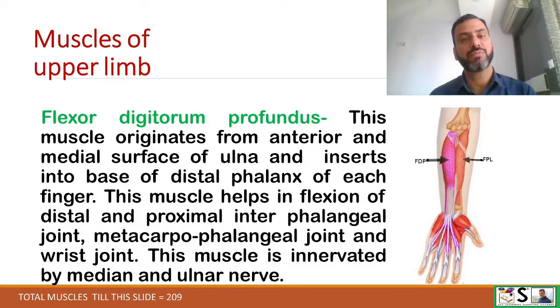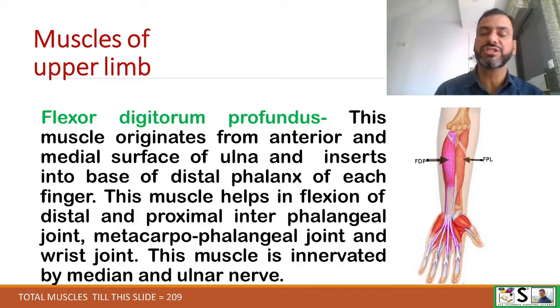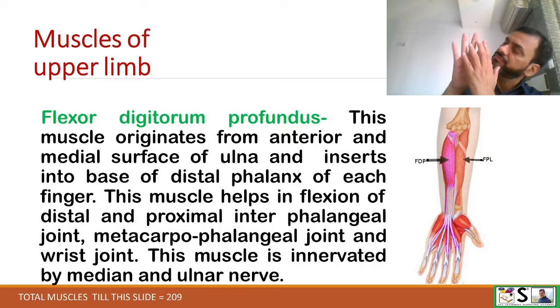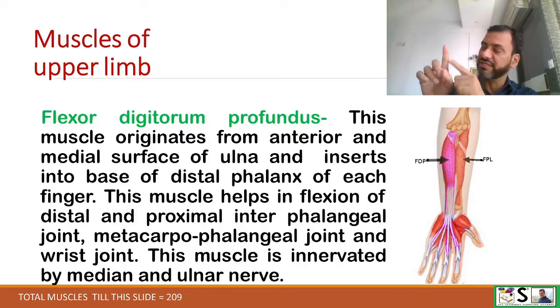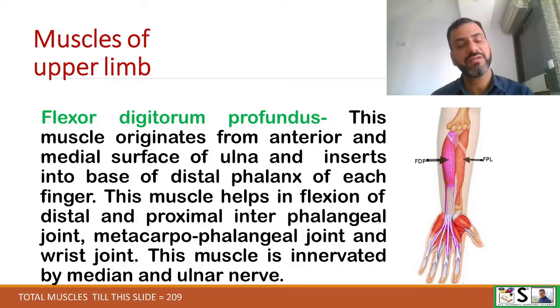Flexor digitorum profundus. This muscle originates from the anterior and medial surface of the ulna and inserts into the base of distal phalanx of each finger. This muscle helps in flexion at distal interphalangeal joint, proximal interphalangeal joint, metacarpophalangeal joint and wrist joint also, and this muscle is innervated by median and ulnar nerves.